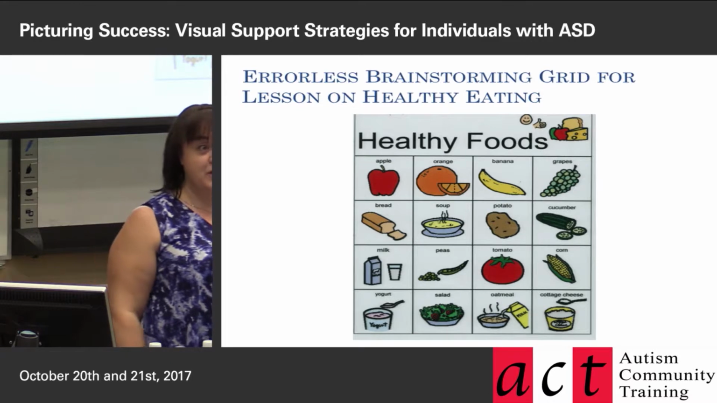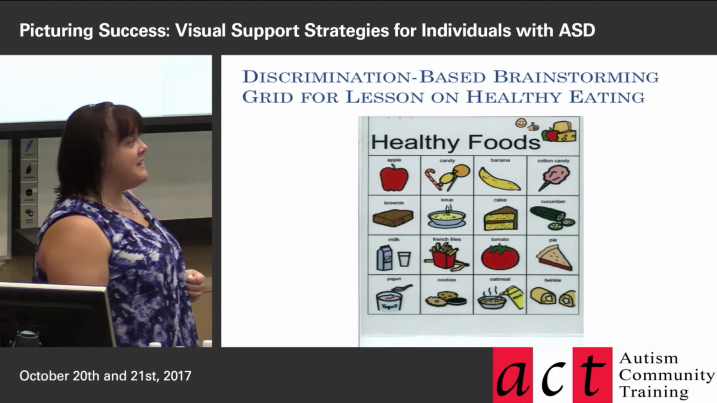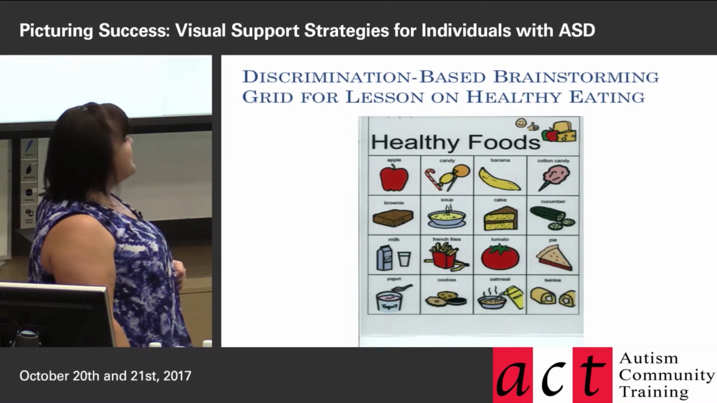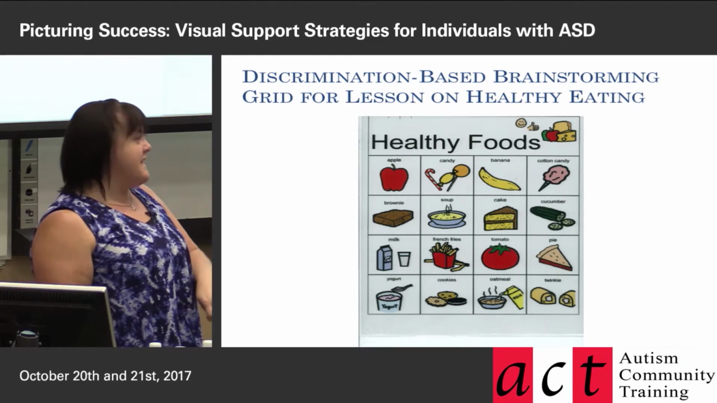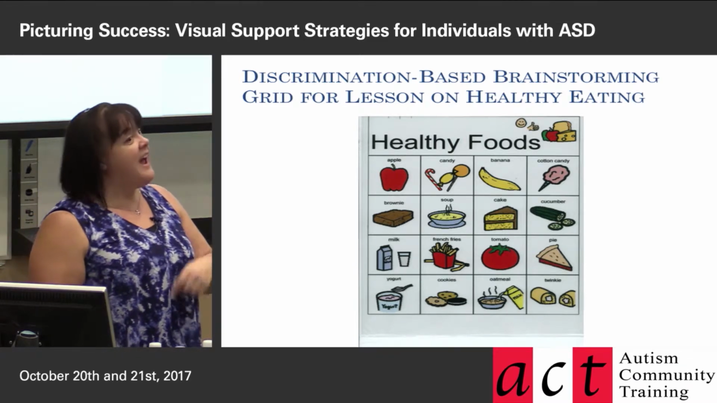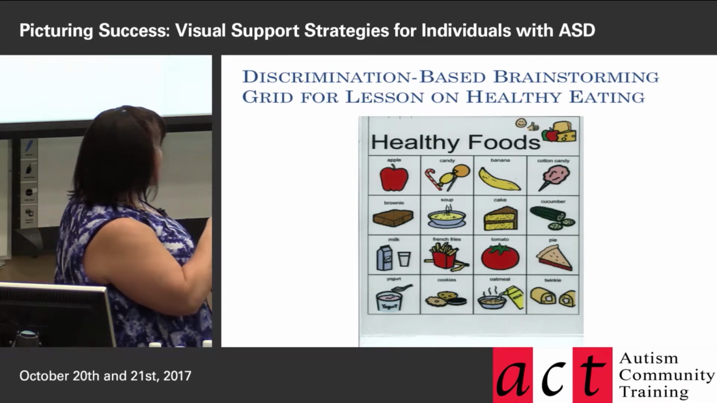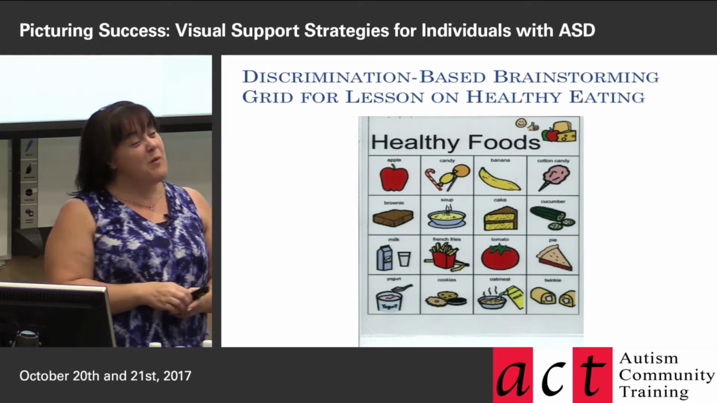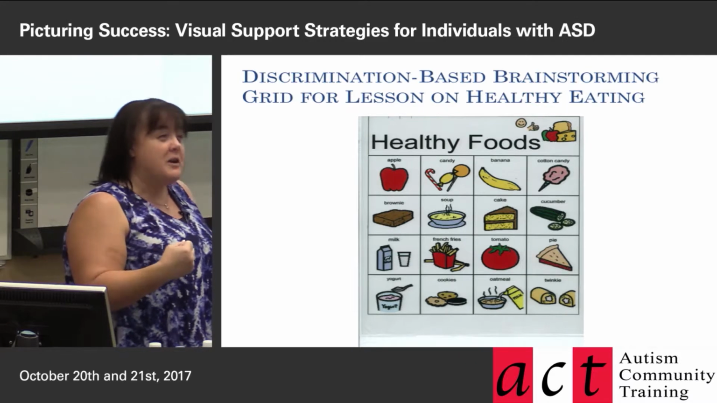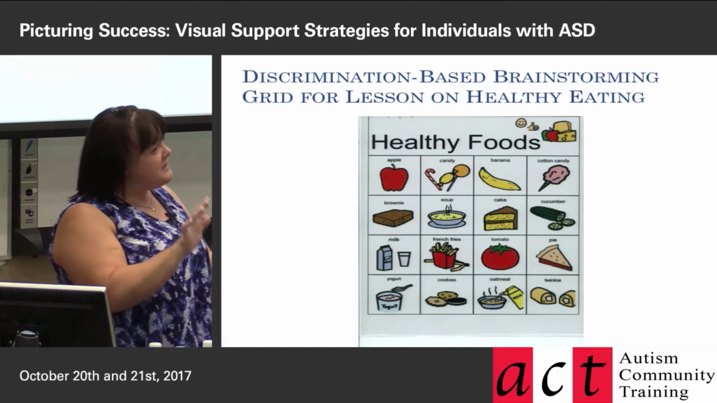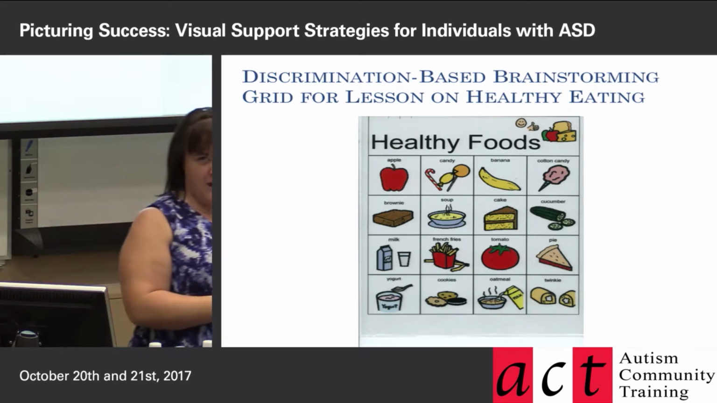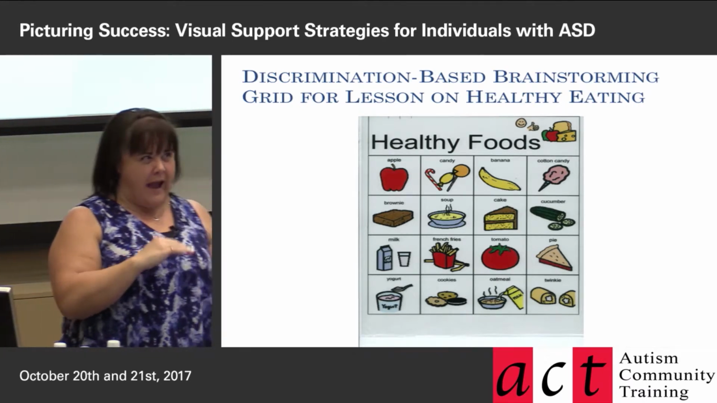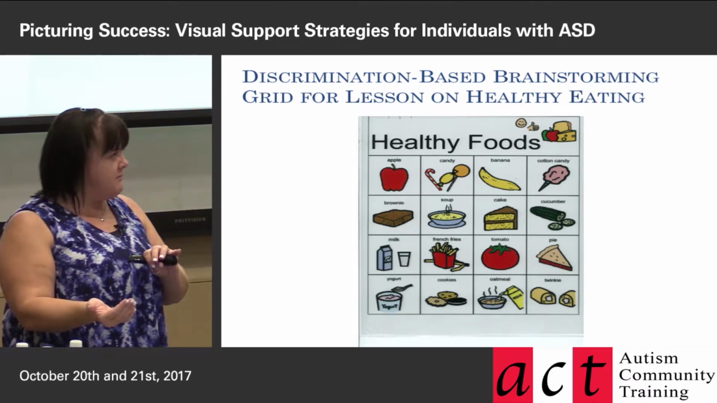For a different student who was able to discriminate, he had something that looked like this. So there were unhealthy foods on the grid, and he did need to be able to make the discrimination. And if he raised his hand and said brownie, the nurse would say, well, that's not really a healthy food. We can have a little bit of it, but too much sugar is not healthy, right? They'd have that conversation, okay? So that's the difference. That's what I mean by errorless versus discrimination, okay?